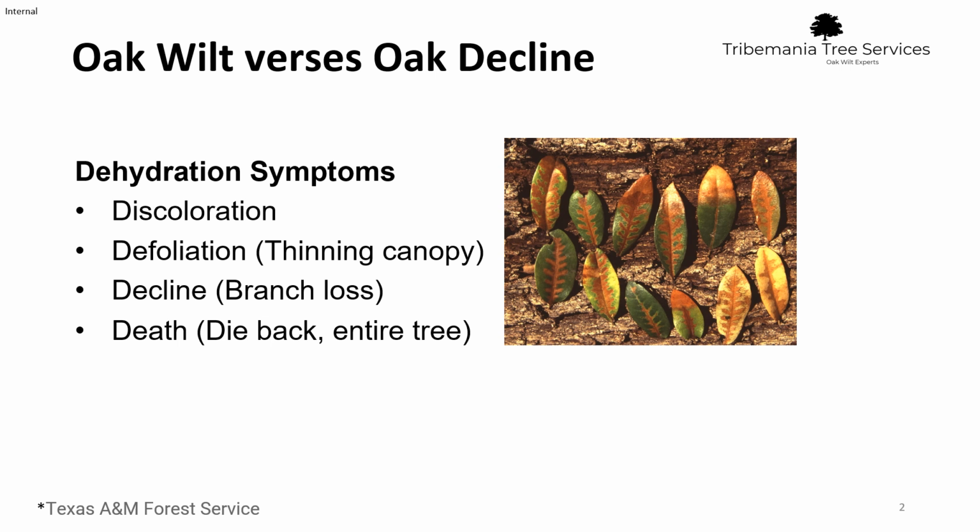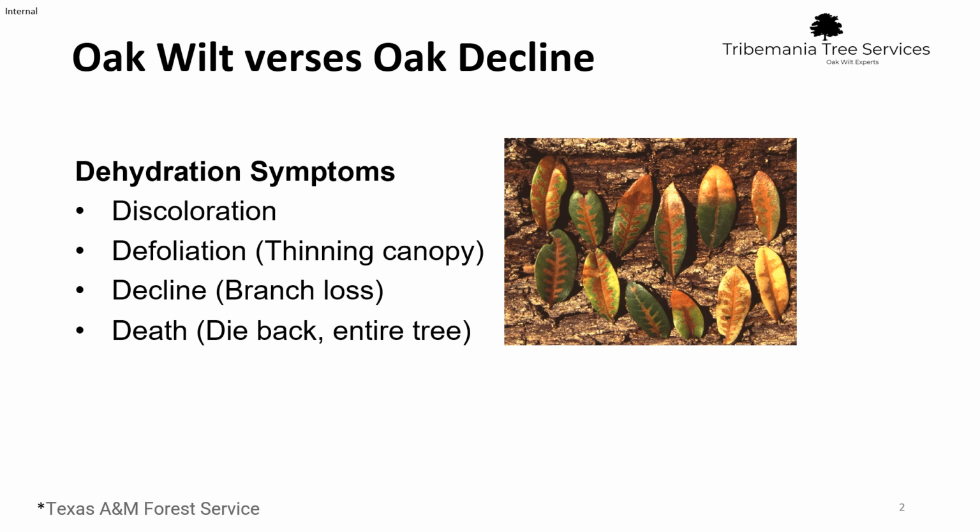Defoliation, that's just the thinning of the canopy. And most often that's in the top part of the canopy, which is the furthest from the root system and the soil zone. So the top part of the canopy is usually the part of the canopy that is most dehydrated, and it's the place where we'll see most of the thinning in the canopy.